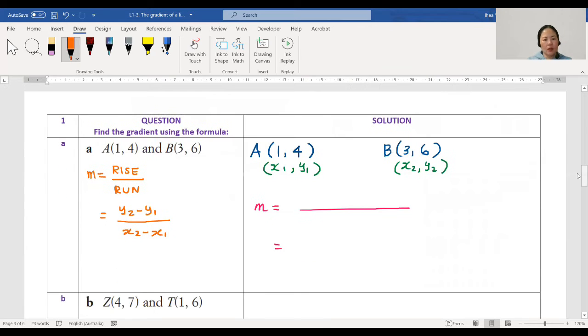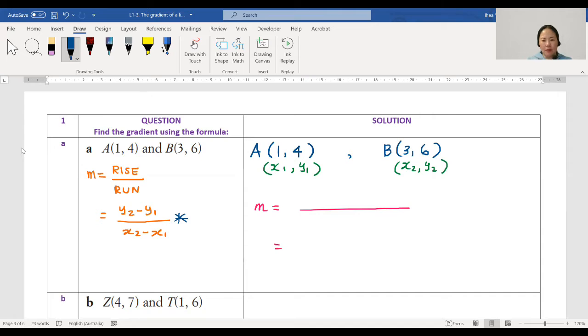Let's have a look at the question. Part A, I've got 2 points. Point A is 1 and 4. Point B is 3 and 6. We need to find the gradient. This gradient is little m, which is rise over run. To do that, we need to use the formula, the difference in y over difference in x.